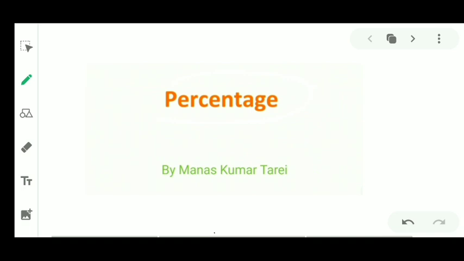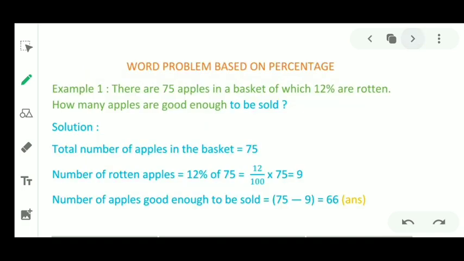In the previous class we studied how to convert a percent into a fraction, decimal, and ratio, and also how to convert a ratio into a percentage, a fraction into a percentage, and a decimal into a percentage. Today we will study some word problems based on percentage.